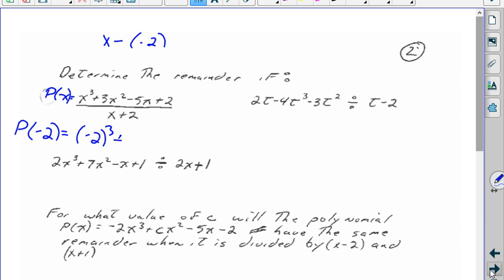Negative 2 cubed plus 3 times negative 2 squared minus 5 times negative 2 plus 2. So we have negative 8 plus 12, so now we're at positive 4, plus 10, we're at positive 14, plus 2, positive 16. Unless I made some error. Sean, did I make some error?